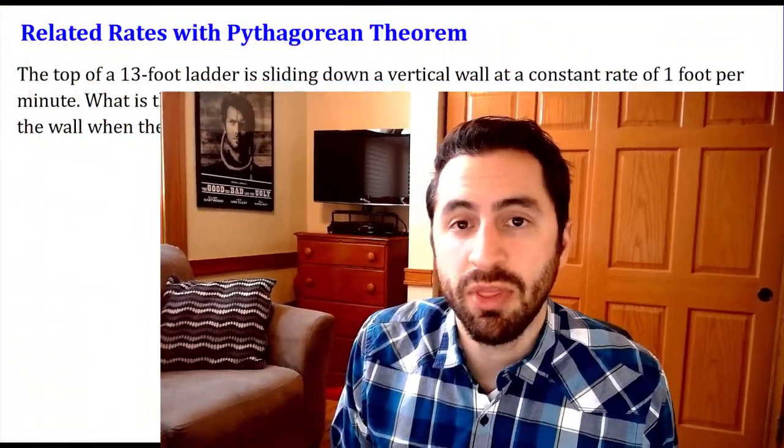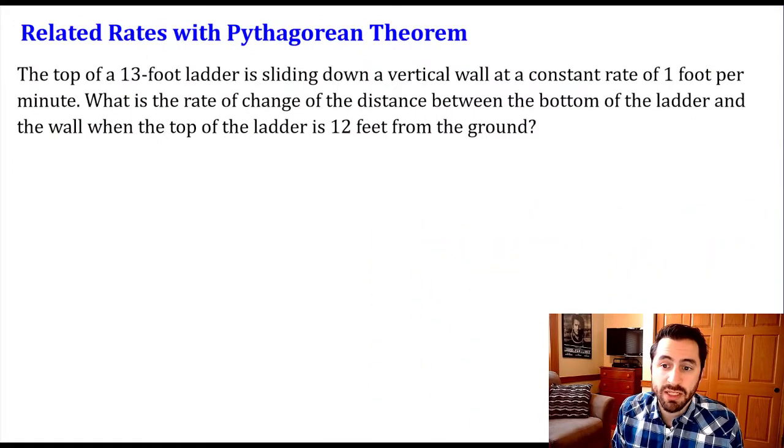Hey everyone! In this video we're going to be doing another related rates example, but in this example we're going to be using triangles, and specifically we need to use the Pythagorean theorem. My example says the top of a 13-foot ladder is sliding down a vertical wall at a constant rate of 1 foot per minute. What is the rate of change of the distance between the bottom of the ladder and the wall when the top of the ladder is 12 feet from the ground?